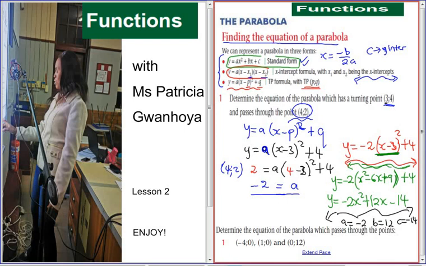But you will notice that it's not only the turning point that you're given most of the time. You may be given the x-intercepts. And if you're given the x-intercepts, you go via the x-intercept formula. This formula right here. That is the one that we use if we are given x-intercepts.